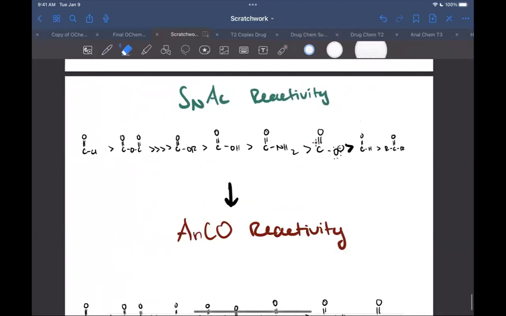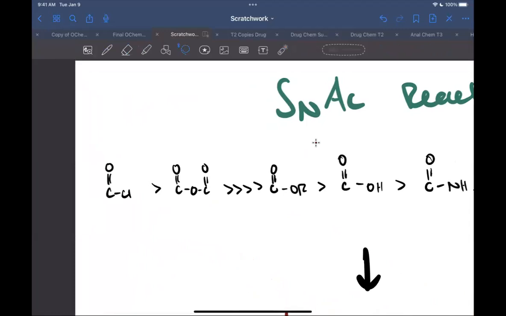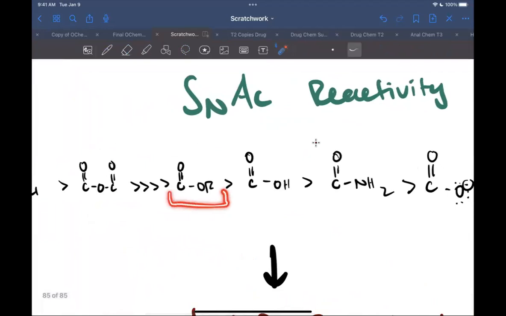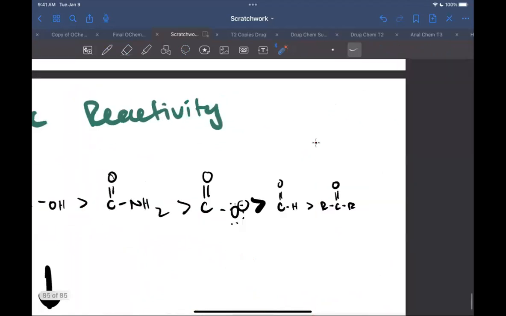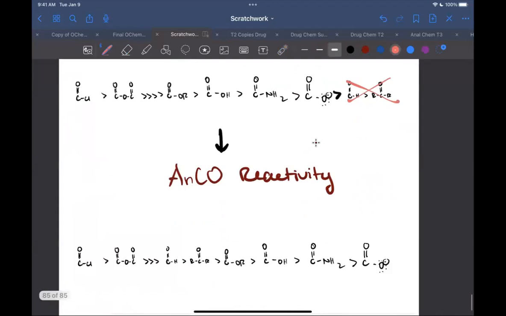So for SNAC reactivity, this is the stuff that you have already seen, right? Where you have carboxylic acid derivatives. Acyl chlorides and anhydrides are so reactive, they don't even need an acid catalyst. So they will always react in your SNAC reaction really fast. Next are your esters, then your carboxylic acids, then your amides. Carboxylates, they will never react because look how bad that leaving group is. And these ketones and aldehydes, they don't even do SNAC. So you can just ignore them.